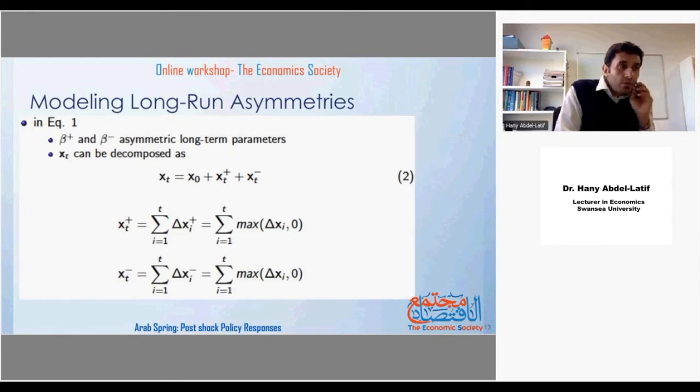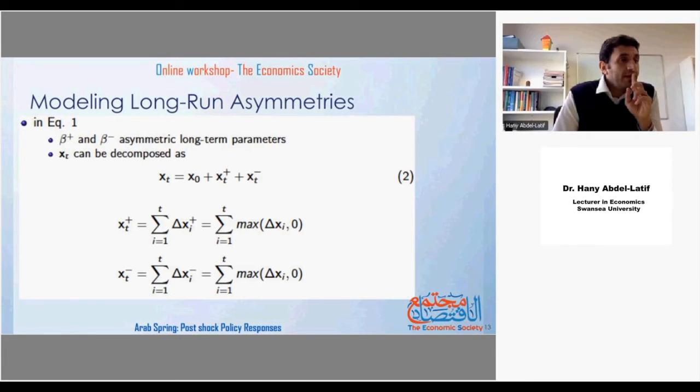So from here, what we see in this equation is that beta plus and beta minus are the asymmetric long-term parameters, and equation two explains how x_t is decomposed into a positive sum and a negative sum. That is the process by which we create these two, x plus and x negative, and we assume that x zero here is just zero. So in our specification we have only x plus and x zero.